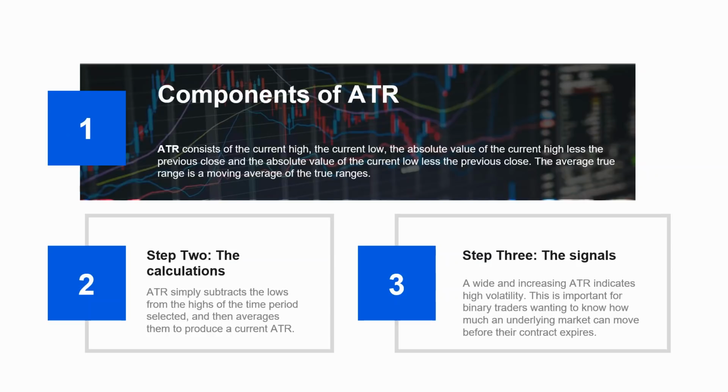A wide and increasing ATR, average true range is often shortened ATR, indicates high volatility. It also, again, as a spread or options trader on the Nadex platform, tells you, based on historicals, how much that asset can move based on the time frame that you're charting.